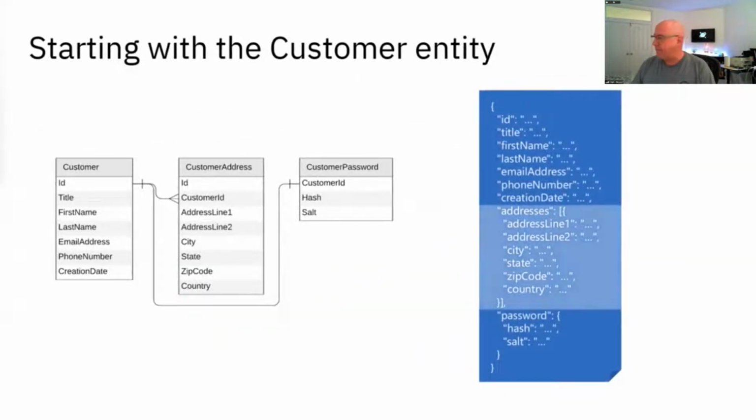Next, we want to embed our address into our customer table. So JSON, of course, we can store hierarchical data. We can embed data like an array or another object within there, and we're going to stick it inside our customer table. We're also going to do the same with our password data, and we're going to embed that as an object inside our customer table.